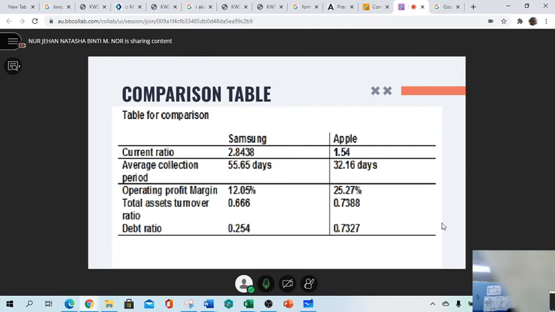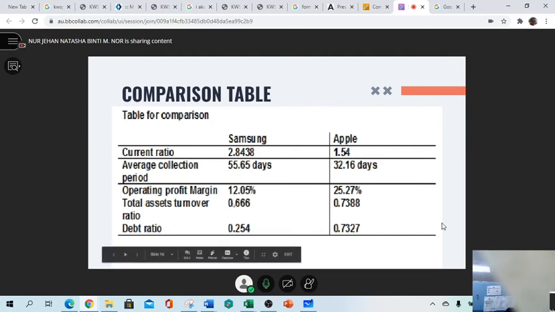Okay, this is the comparison table for Samsung and Apple. The first one is current ratio. For Samsung it is 2.8438. Meanwhile, Apple is 1.54. The next one is average collection period. For Samsung it is 55.65 days. For Apple it is 32.16 days.